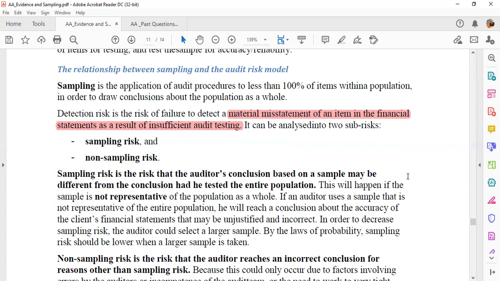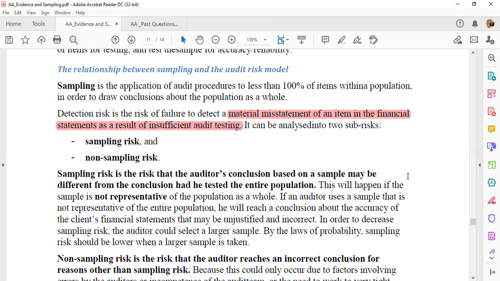So detection risk can arise in two ways. This risk can be further broken down into two: we have sampling risk, and we also have non-sampling risk. Please don't forget, these are the further classifications of detection risk.